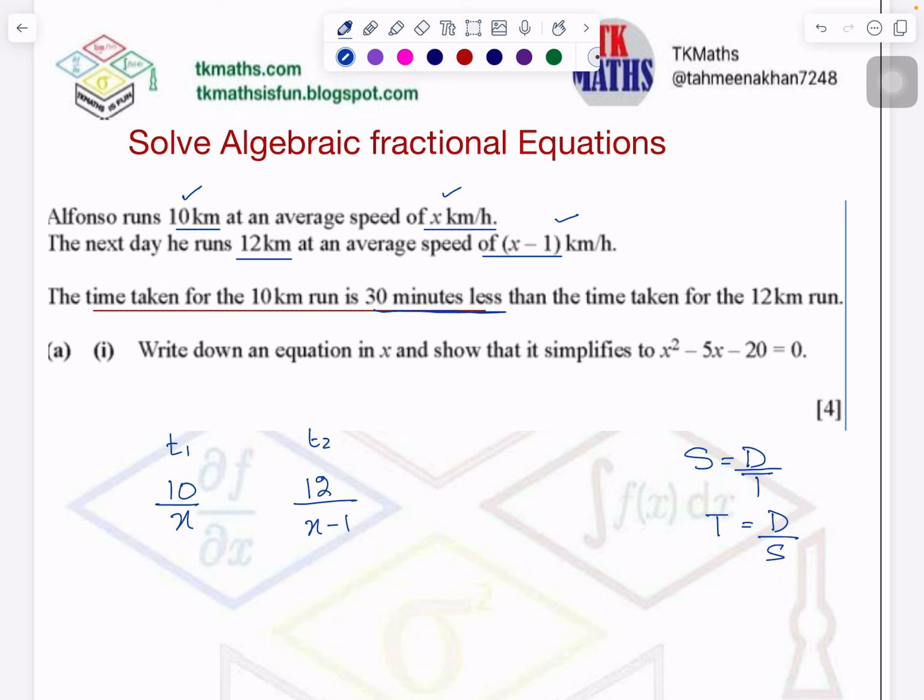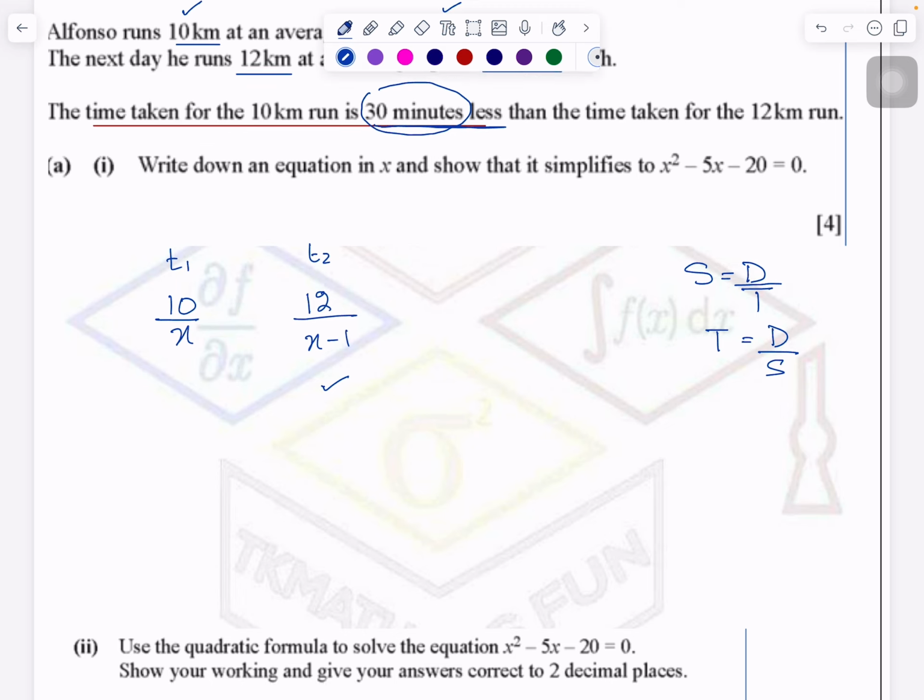Now we have to form an equation with the help that the difference was 30 minutes. So which one will come first now? Which time is bigger? This time is bigger, right? Because the numerator is smaller and with the common sense. So the equation will become here 12 divided by x minus 1 minus 10 divided by x. These are the differences of timings and it is saying 30 minutes.